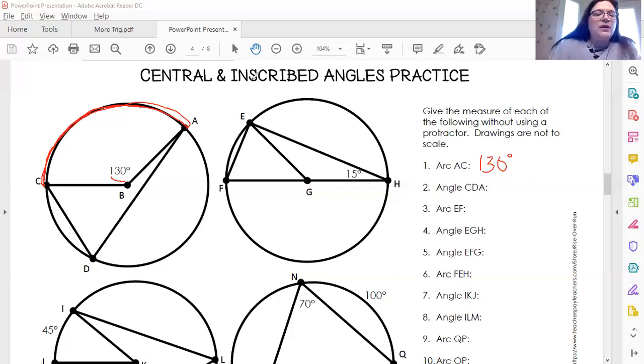Now they want to know, what is the measure of this angle, CDA? What kind of angle is this? Is it a central angle? Does it have its vertex at the center? It does not. It has its vertex on the circumference. That means it's an inscribed angle. CDA is an inscribed angle, and that means its measure is 1/2 the arc. So 1/2 of 130 is 65.